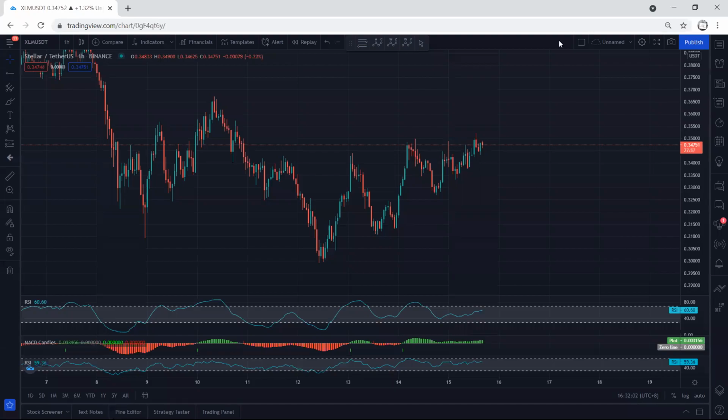XLM, we start with the 1 hour chart. We want to see how we can look for a trade. As we can see, based on the 1 hour chart, the price broke the previous top. And if we refer to the indicators, both of them are showing us a divergence.